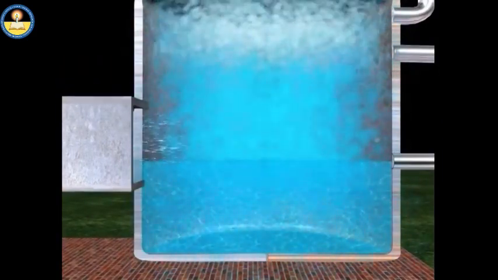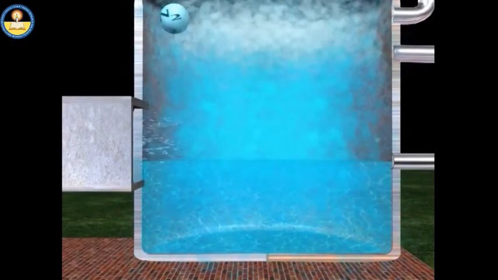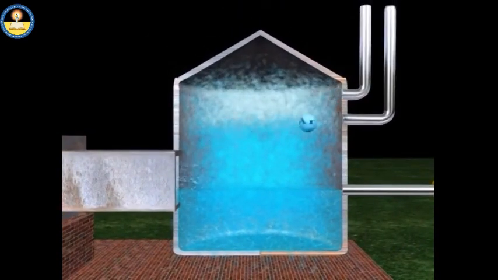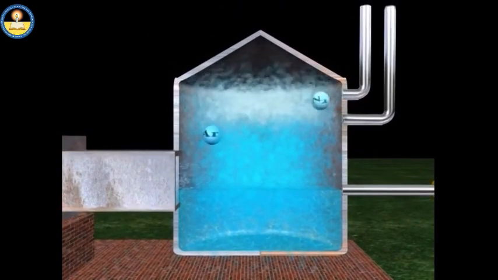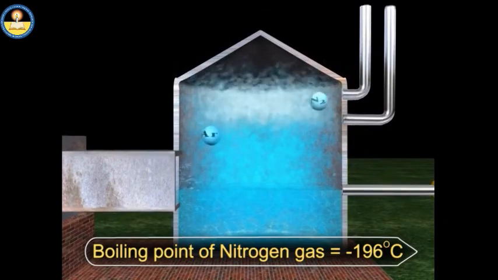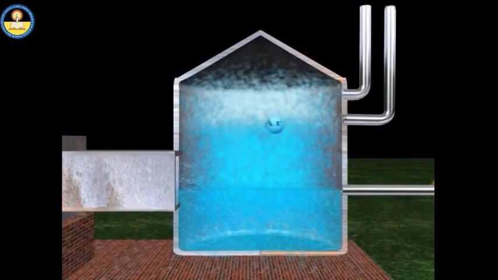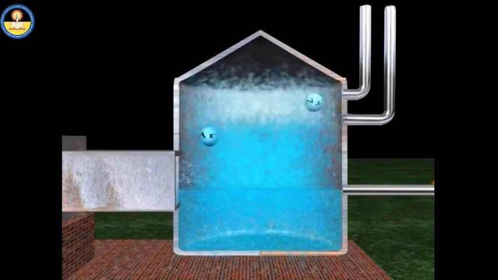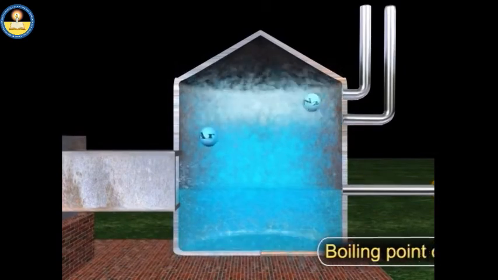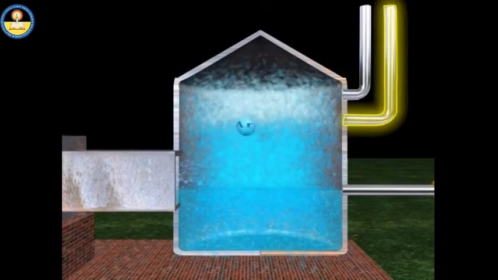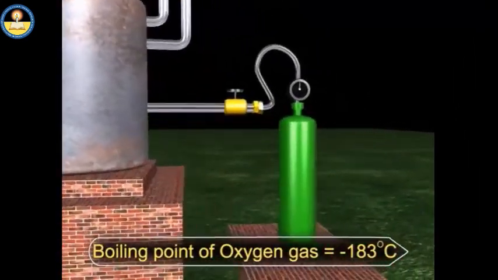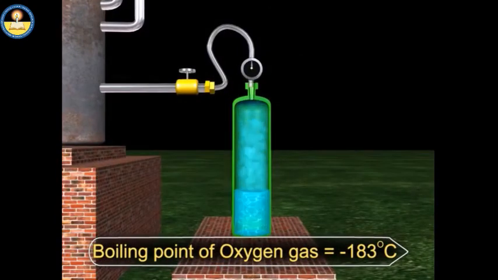Different gases of the air will come out from different heights of the fractional distillation column. On warming liquid air, nitrogen gas, which has a boiling point of -196 degrees centigrade, comes out first and can be collected from the top outlet of the fractionating column. Argon, the boiling point of which is -186 degrees centigrade, can be collected at the outlet near the middle of the fractionating column. While oxygen remains liquid if the temperature is kept below -183 degrees centigrade.